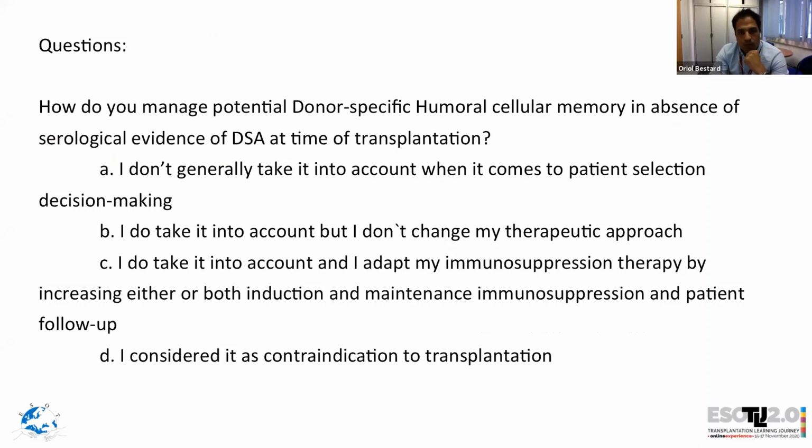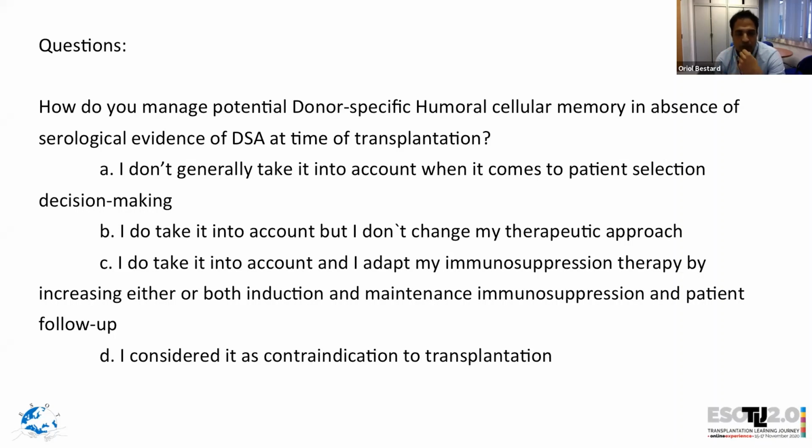Okay, so the first question is related to the situation at the time of transplantation, whether we pay attention to the presence of donor-specific humoral cellular memory in absence of serological evidence of DSA at the time of transplantation. So there is no true correct answer.